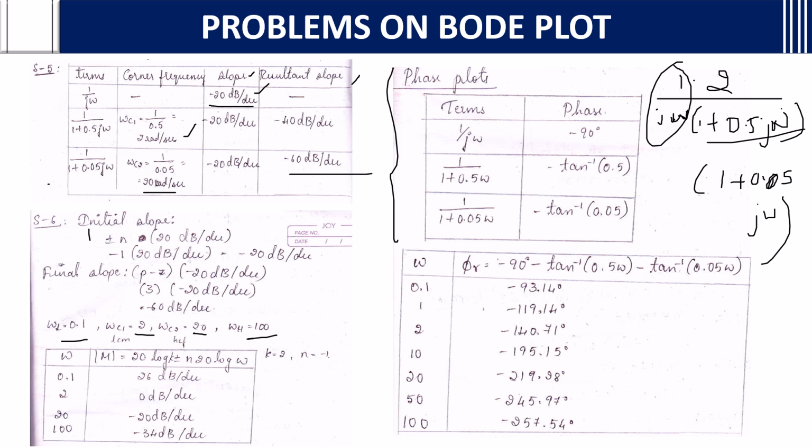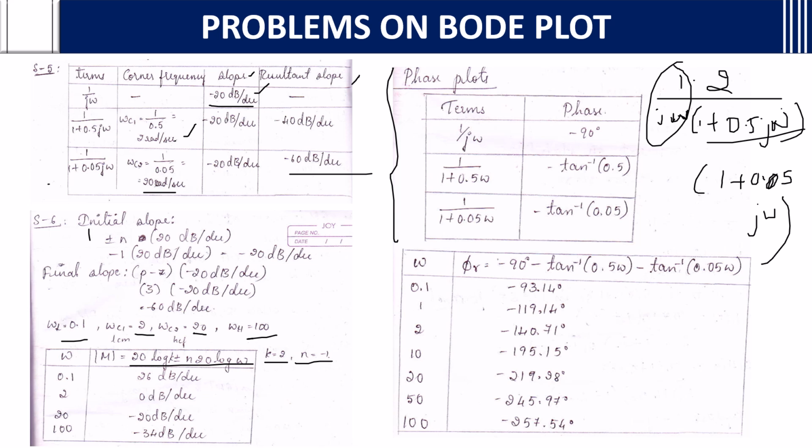Then what you should do, the formula you know for the magnitude is 20 log k plus or minus n 20 log omega. If you substitute omega in this, what will you get? You know the value of k, that is 2, and n is minus 1. You know those values. What will you do?